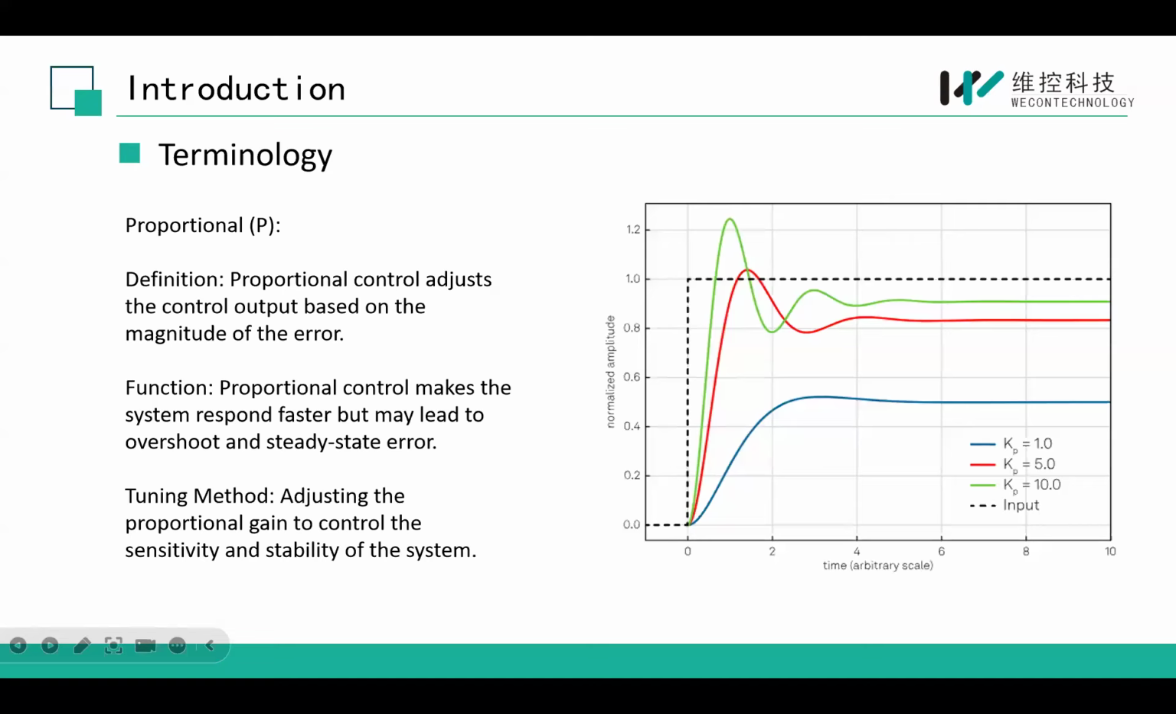And when the KP is 5, it still has some error here. It doesn't meet our target value. And if we increase the KP value, it will also lead to overshoot of the curve. Sometimes overshoot is not allowed in our control systems.